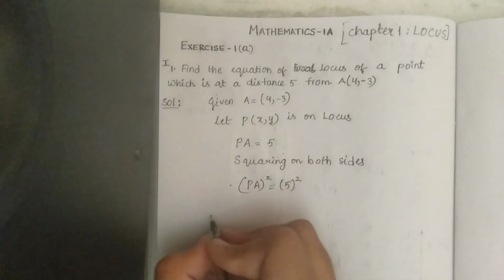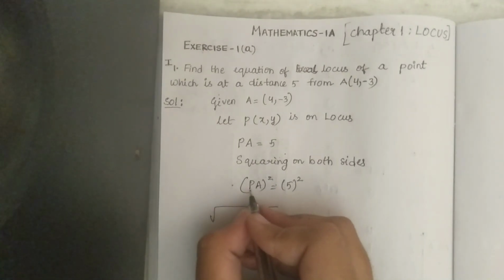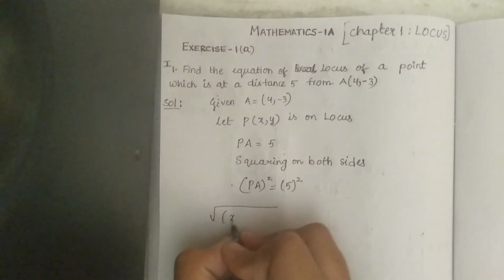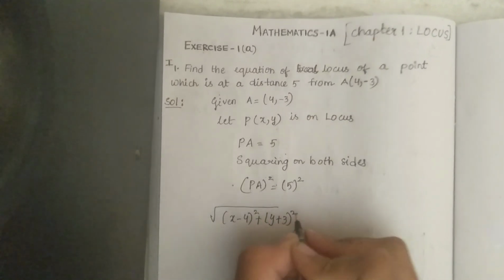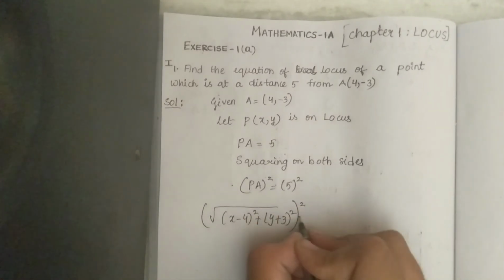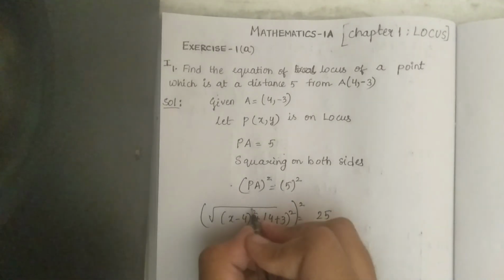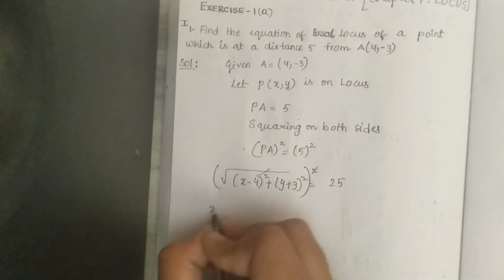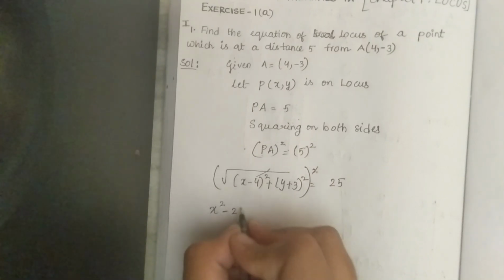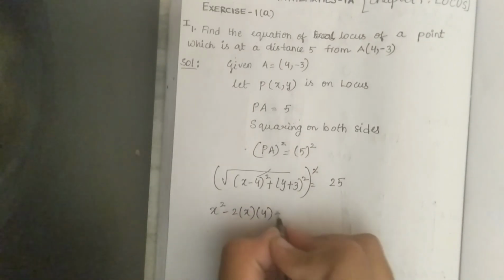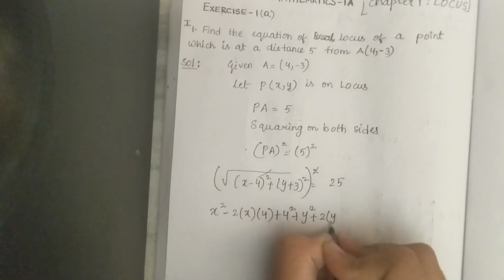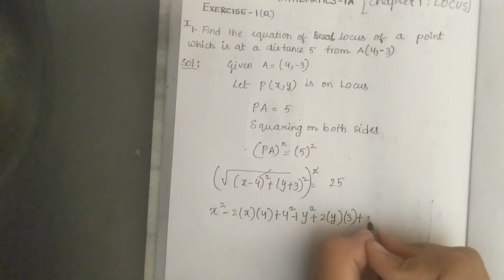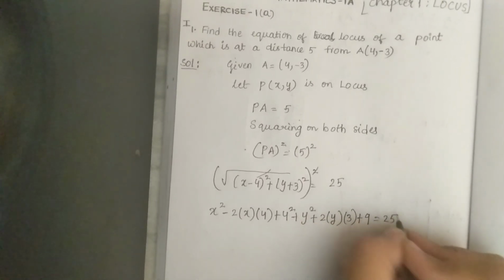So what is the distance formula? Under root, what is the distance between P and point A? (x - 4) whole square plus (y + 3) whole square is equal to 5 square, it is 25. The square and root will cancel. Now you have to expand this. x square minus 2 into x into 4 plus 4 square plus y square plus 2 into y into 3 plus 3 square, 9, is equal to 25.